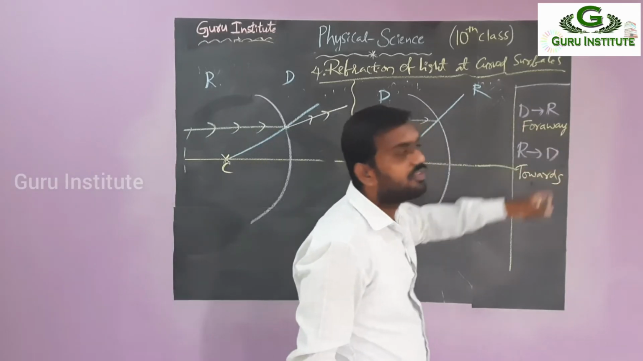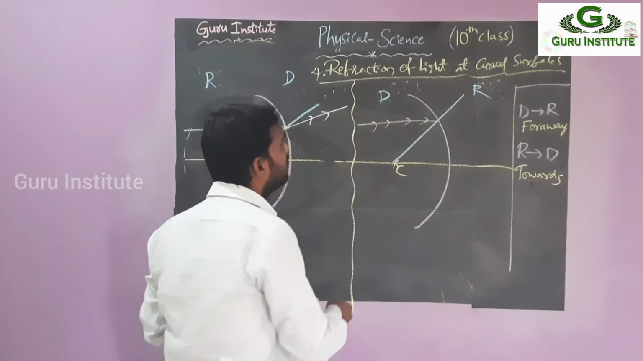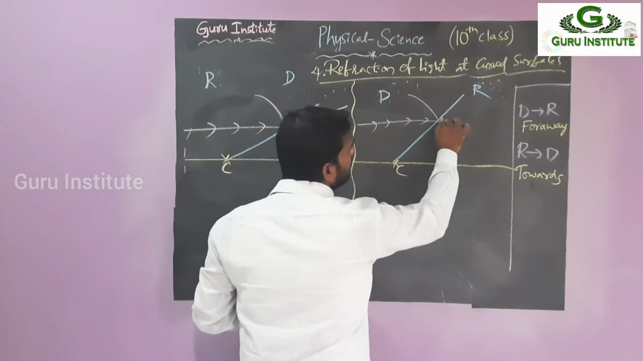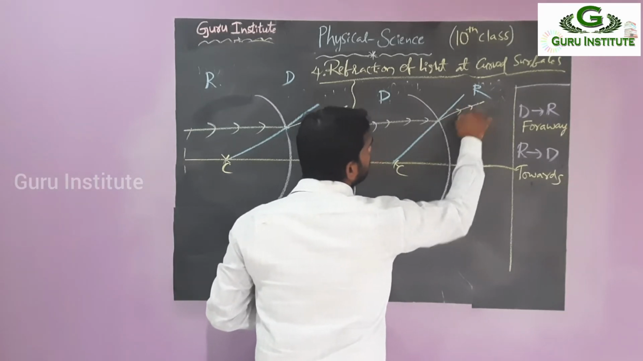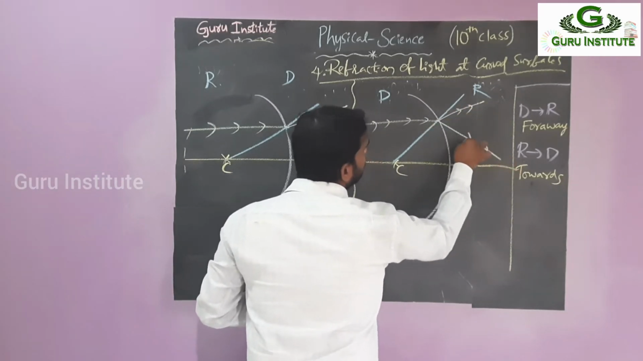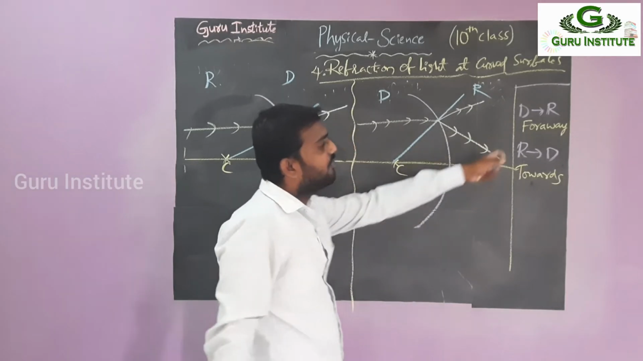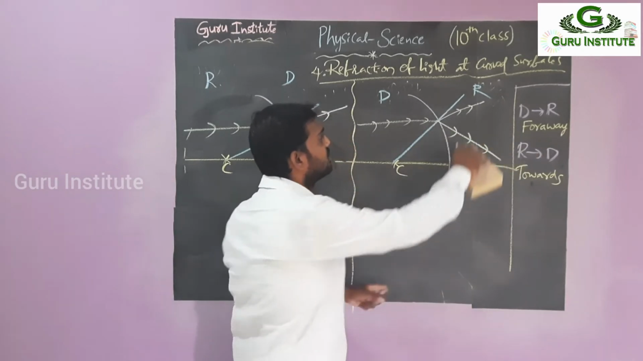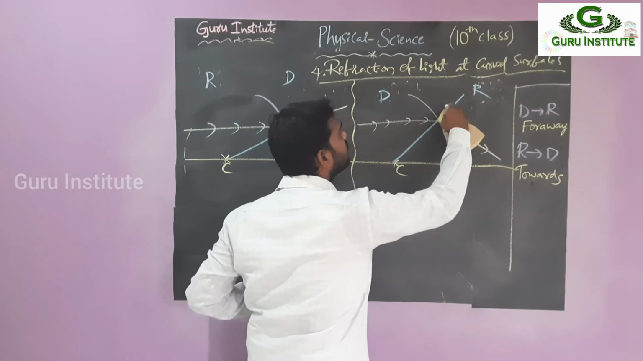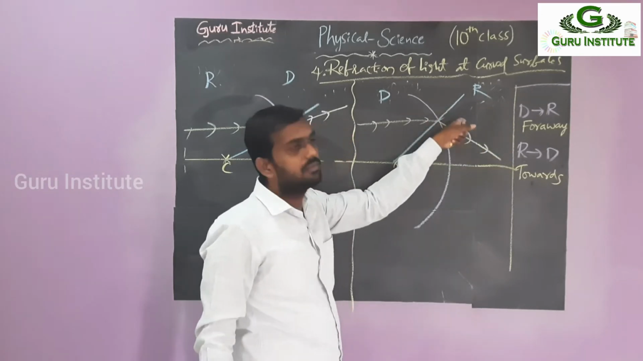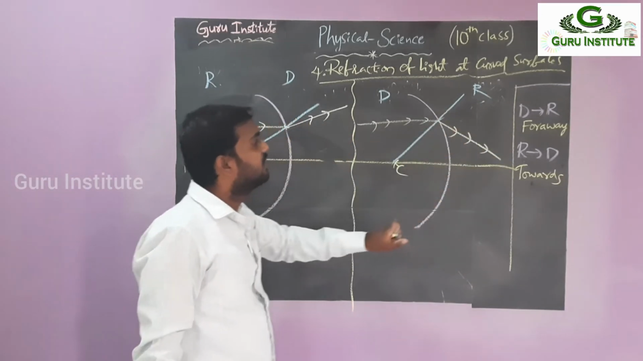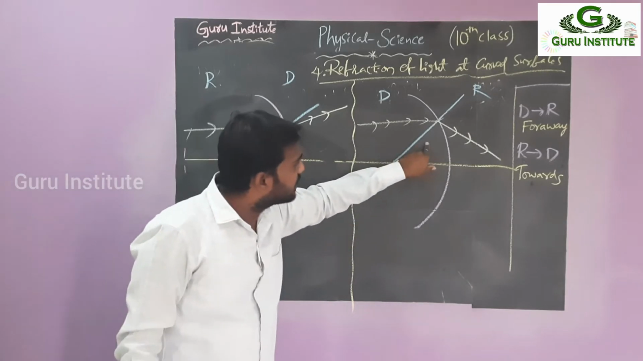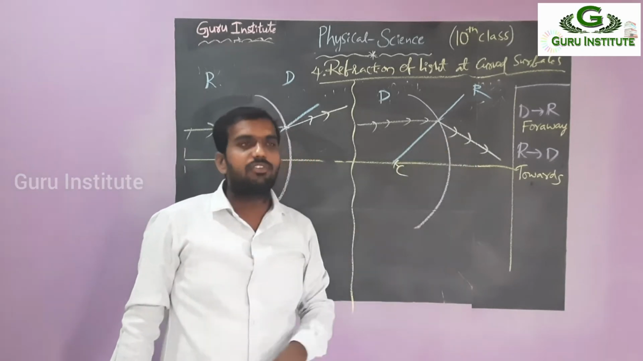Denser to rarer is what? Far away from the normal. So this is the normal. I am drawing two cases here also. 1, 2. Which is the correct one? Far away. This is the far away. So this is far away. You have to assume with respect to the normal only after this meeting part, that means the incident part. Okay. We can't draw this side. Why? Because refraction will take place only after the lens.